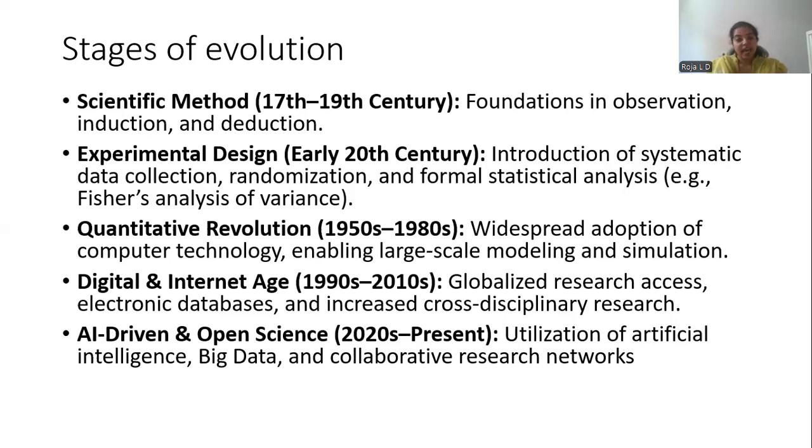So globalized research access, electronic databases, and increased cross-disciplinary research developed, and it became reachable even to the whole public through this digitalization. And then AI-driven and open science utilization. Nowadays, this world is run by AI. Utilization of artificial intelligence, big data, and collaborative research work has been seen in the last 20 years to the present. I hope all of you understand. This is what we can see as a schematic presentation of the stages of evolution of research.